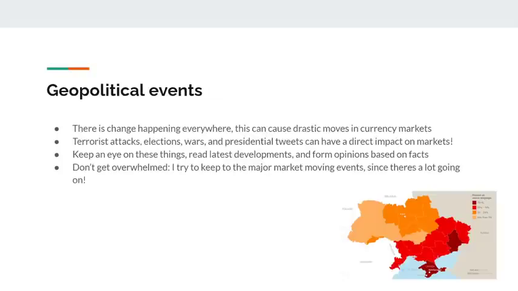Now, geopolitical events. This is the next thing I want to talk about. So this one we sort of touched on in the beginning, but there is change happening everywhere in the world, right? And change can cause market participants, traders, investors, companies to pull out of countries, to move their money around, to take their money out of things that they're concerned about, or put money in things that look really promising. Terrorist attacks, elections, wars, and even lately presidential tweets can have a direct impact on the markets, and the valuations of currencies and indices and bond markets. All that stuff can be impacted by these real world things going on.